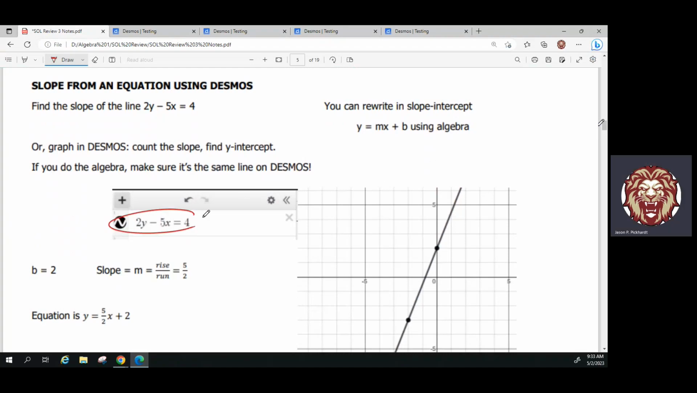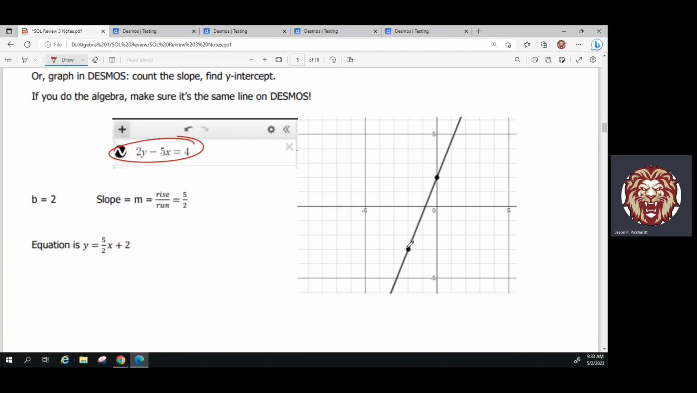We can also graph lines and find the slope by hand by counting how far up we go. So we went up 5, to the right 2. So the slope here is 5/2. If that's something you forget, you can always find the coordinates of these 2 points. So the coordinate of this point is 0, 2. Coordinate of this point is -2, -3.